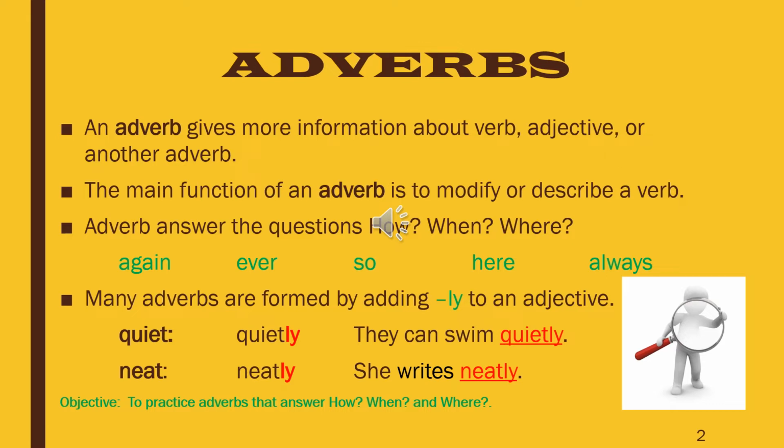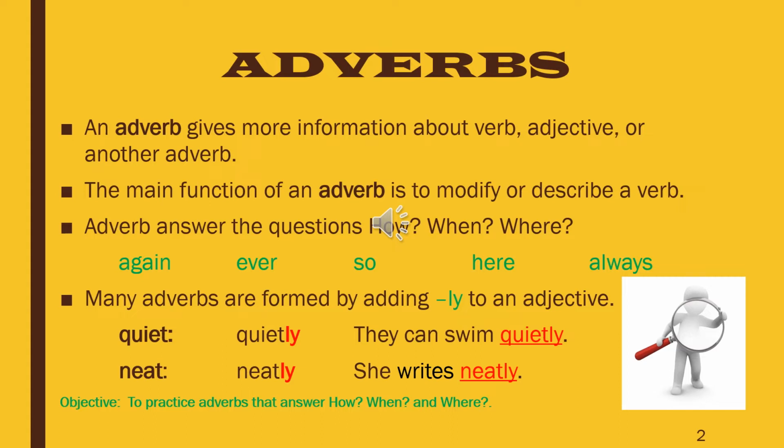Now, many adverbs are formed by adding ly to an adjective. For example, we have the adjective quiet, and if we add ly, we are going to have an adverb, and the adverb is going to be quietly. And we have a sentence, they can swim quietly. Remember, quietly gives us more information about the verb, and the verb right here is swim.